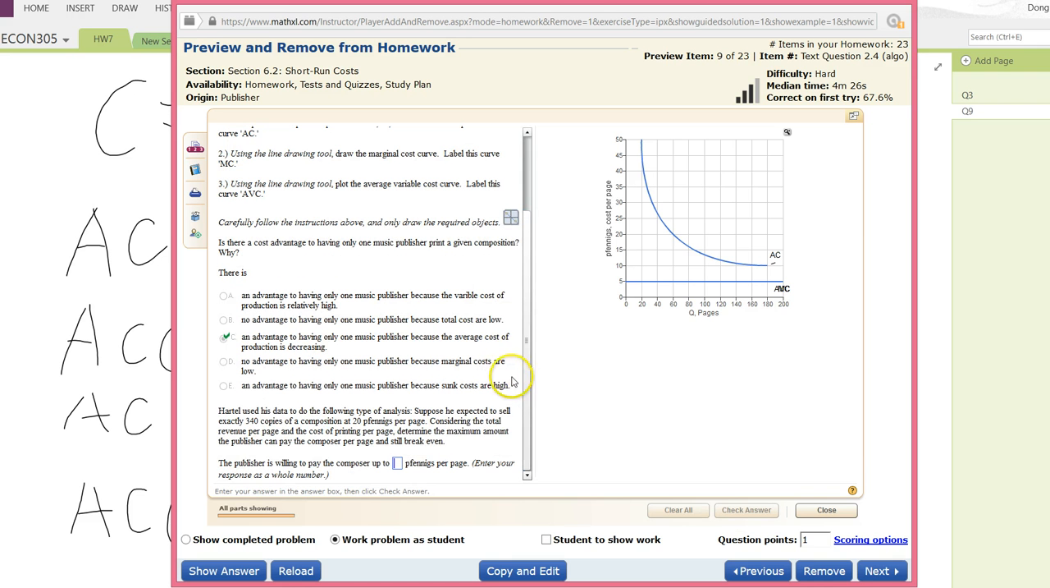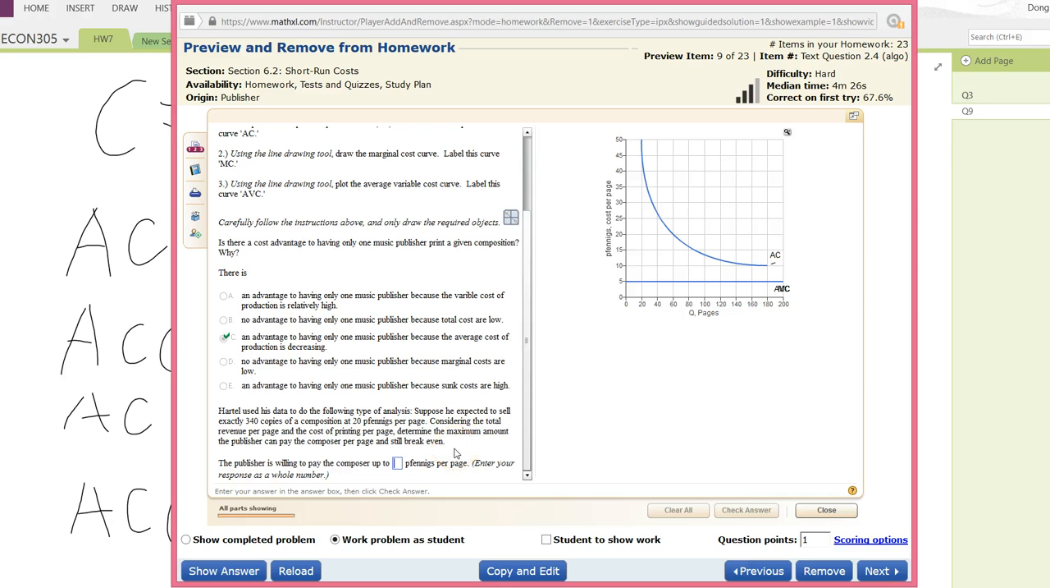Excellent. And finally, Hartel used his data to do the following type of analysis. Suppose he expected to sell exactly 340 copies of our composition at 20 pfennigs per page. Considering the total revenue per page and the cost of printing per page, determine the maximum amount the publisher can pay the composer per page and still break even.